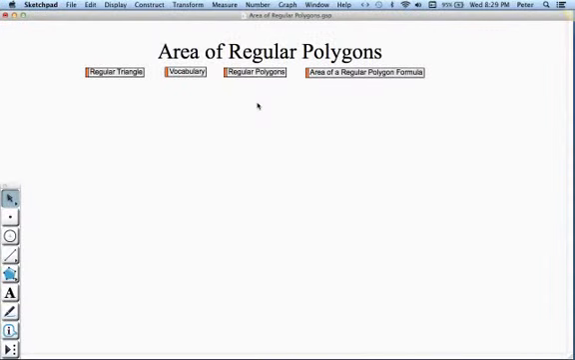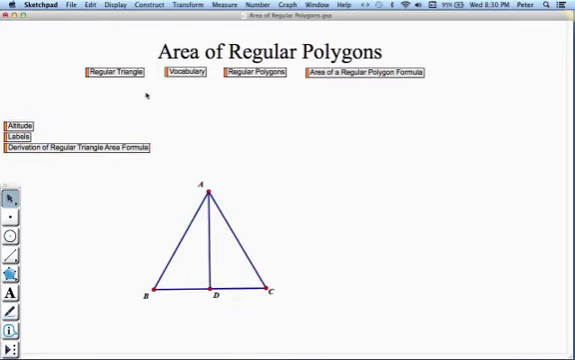Alright, when we start to look at the area of regular polygons, we're going to start with a regular triangle, because like the triangle in our example, it will be really handy to be able to determine the area simply if all we knew was the length of a side. So let's take a look at a regular triangle. You recall that a regular triangle has 3 congruent sides and 3 congruent angles.